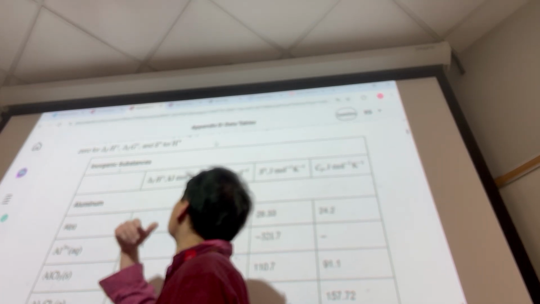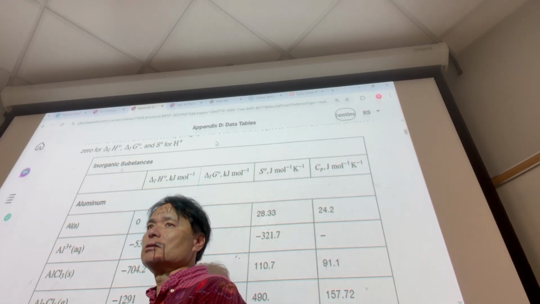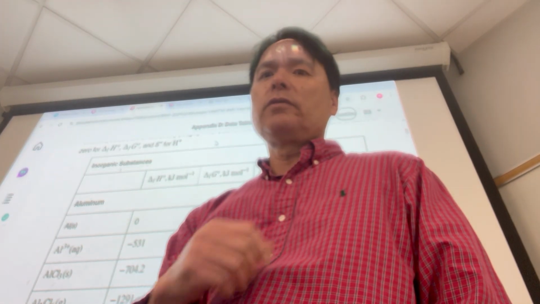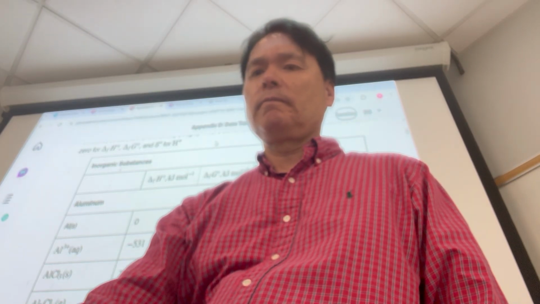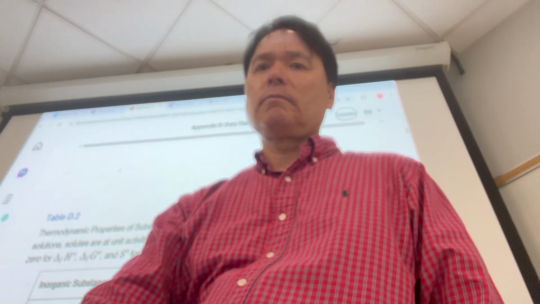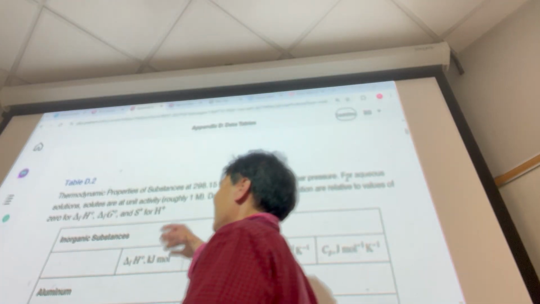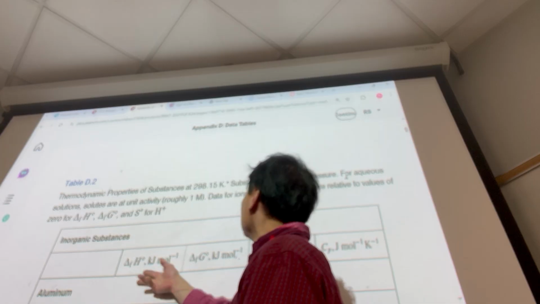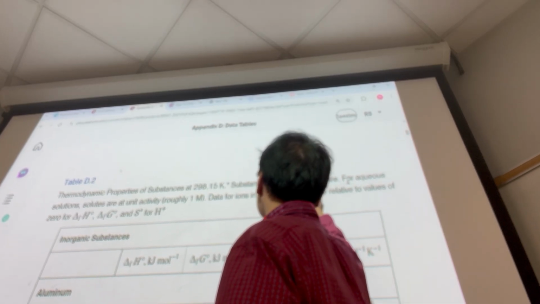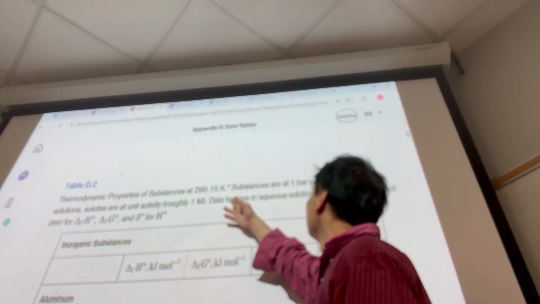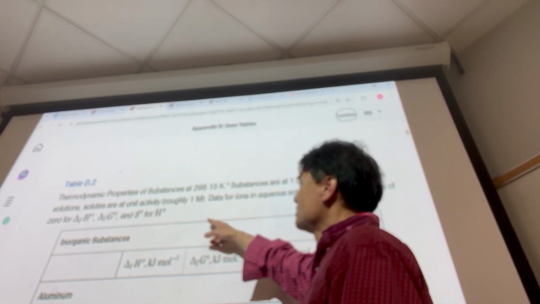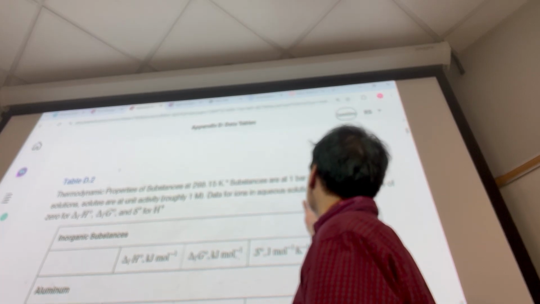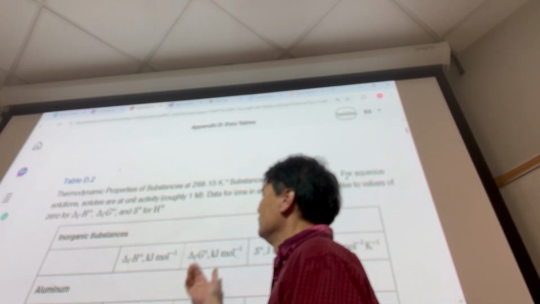What are the conditions for this thermodynamic table? Do you know the conditions? Well, the conditions, you have to read that. Thermodynamic properties of substances at 298.15 Kelvin. So it's room temperature. Substances are at 1 bar pressure. For aqueous solutions, solutes are at unity activity, roughly 1 molar. Data for ions in aqueous solution are relative to values of 0.